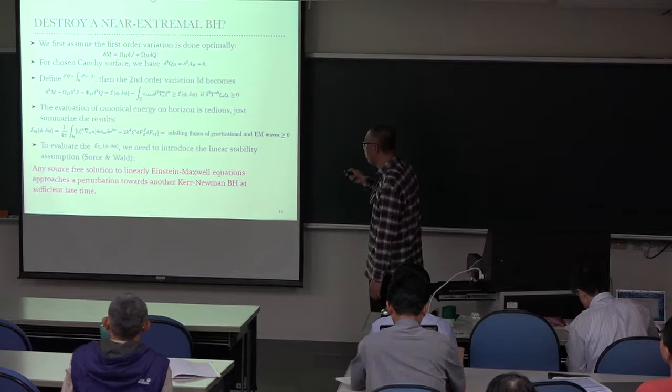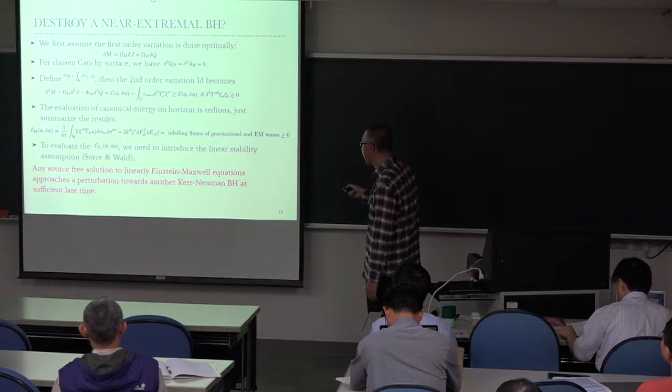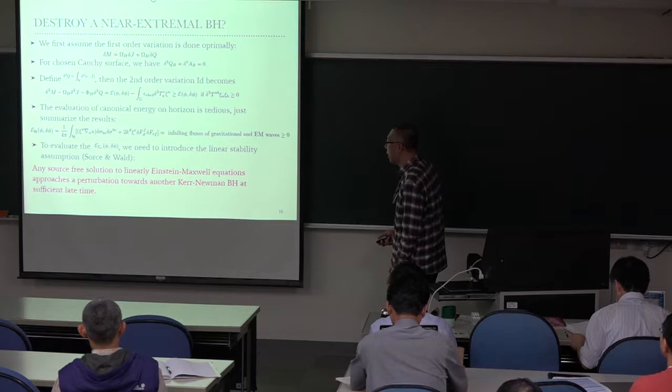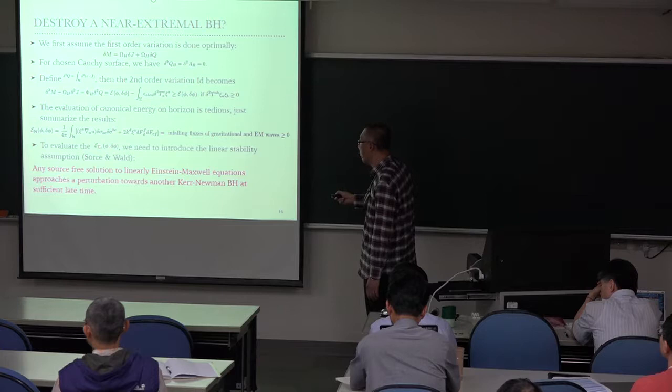There are two parts of the canonical energy. One part is along the horizon. After some calculation, you can find that this is associated with the incoming flux of gravitational wave and electromagnetic wave, so this should always be positive. These are just kinetic energy associated with these two fluxes. The remaining thing is to evaluate this canonical energy on the late-time hypersurface Sigma 1.